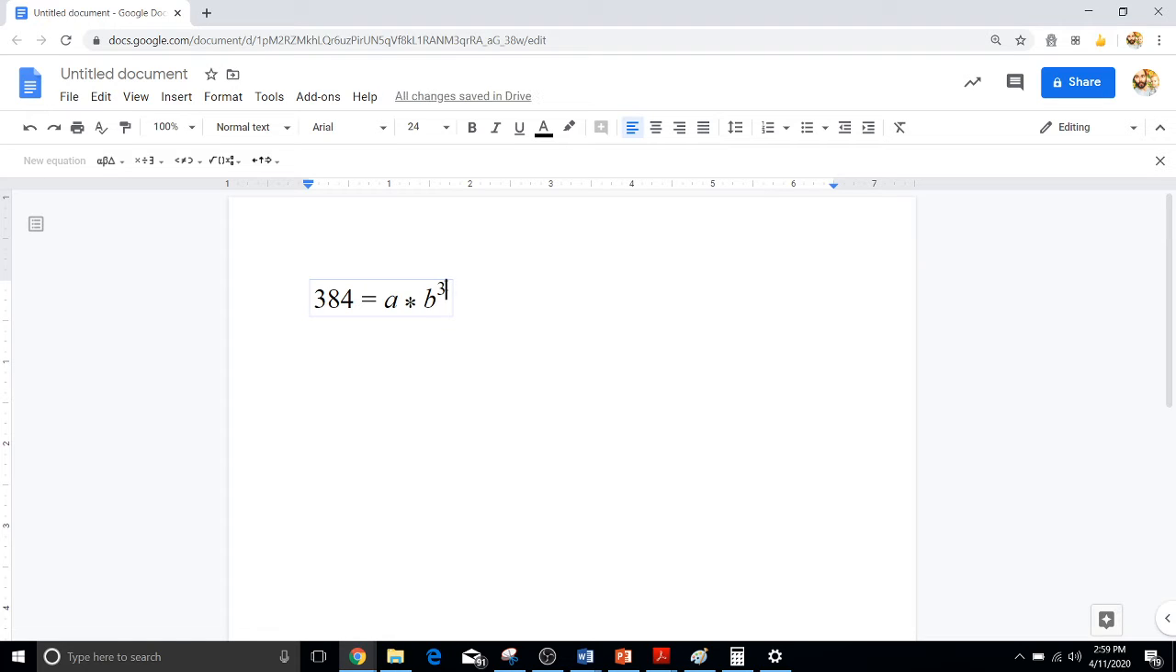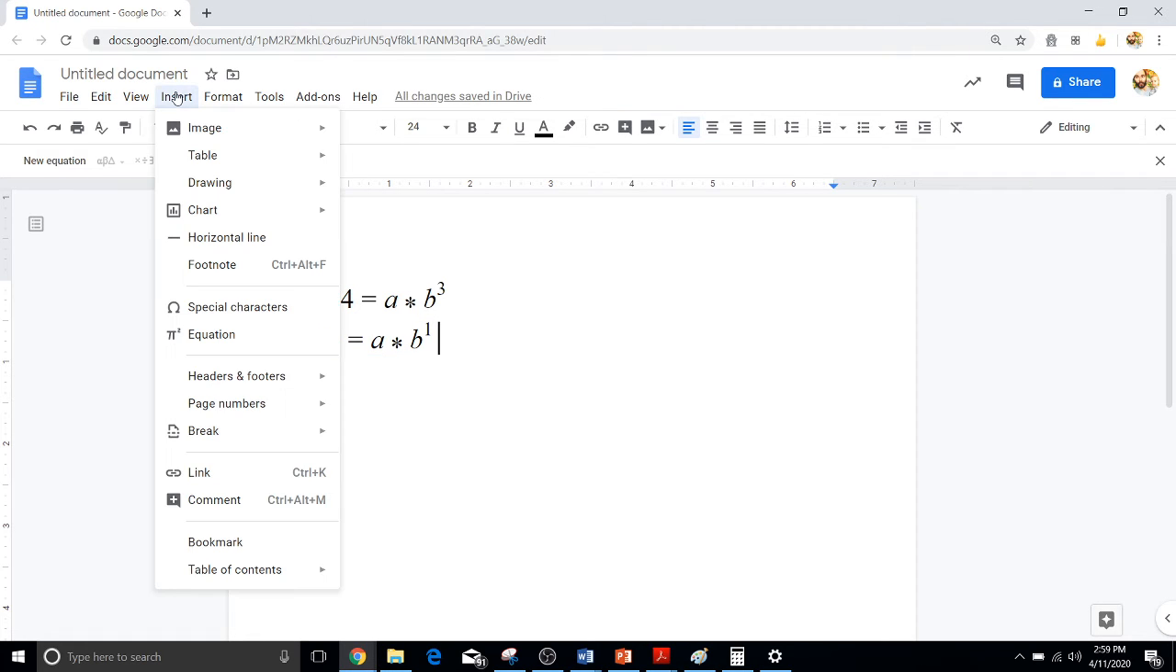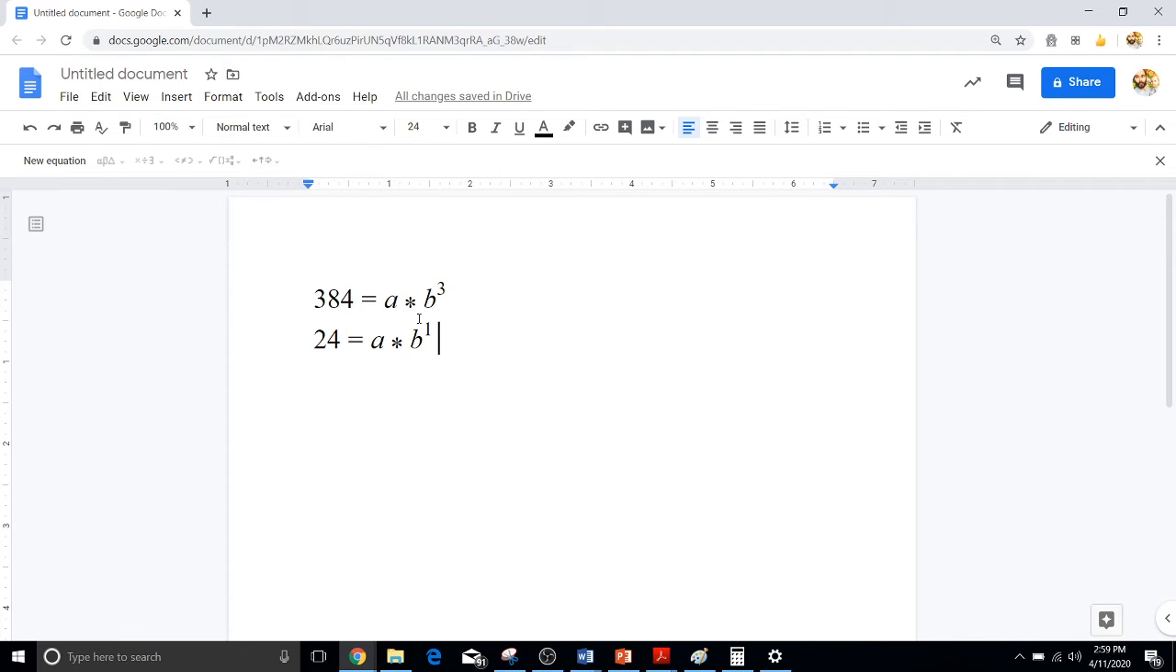Then what we're going to do is put that over our second equation, which was 24 and 1. So 24 is equal to a times b to the power of 1. Now if you remember from the example before, we had to divide these out. So let's imagine what would happen if we divided these. Now we have our numbers over our numbers, our a's over our a's, and our b's over our b's. So we're all set here.